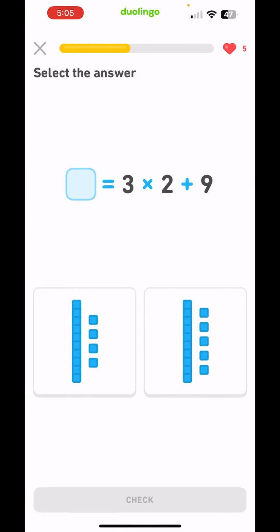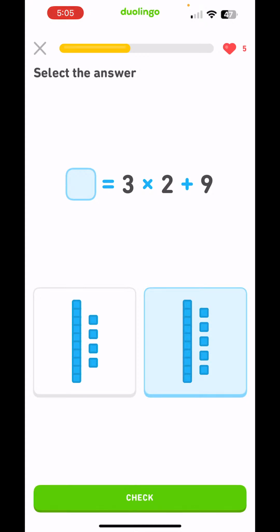Okay, so 3 times 2 plus 9. So 3 times 2 is 6. All right. Am I going the right way? Let me think about it. PEMDAS. Okay, yeah. So this would be 15.